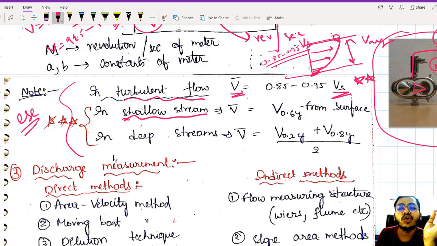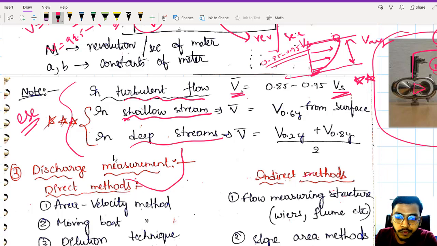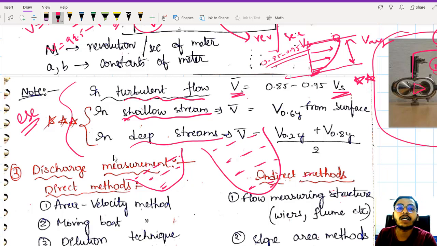Okay, but in some conditions he will not mention whether it is turbulent or laminar. He will just give you a shallow stream and a deep stream. Then there are two cases. For example, if you have a shallow stream and if you have a deep stream. Okay, if you have a shallow stream, first what will you do? You will measure the stage, the depth of water.